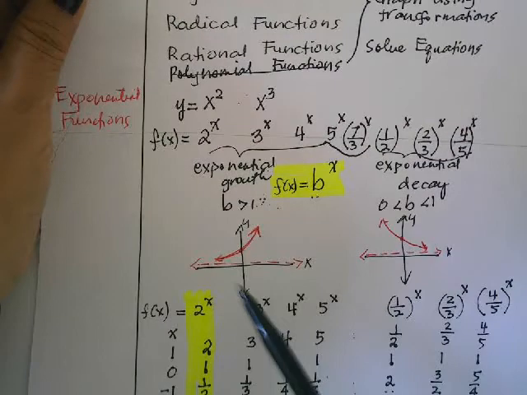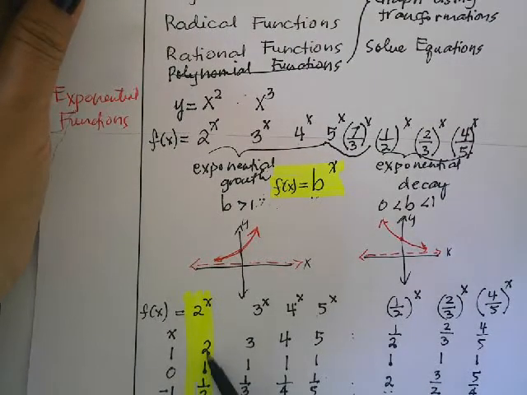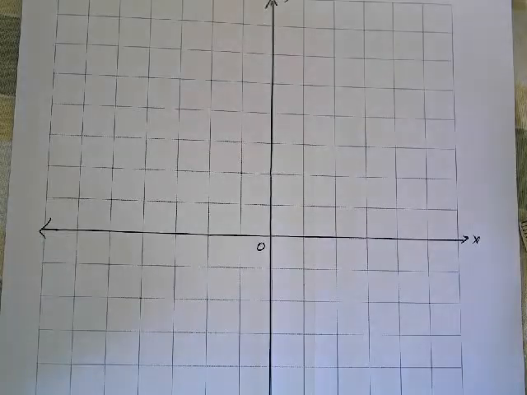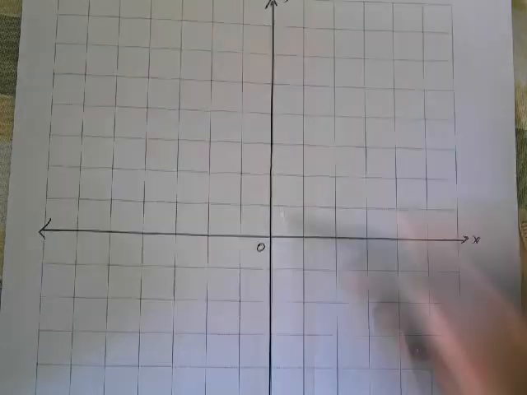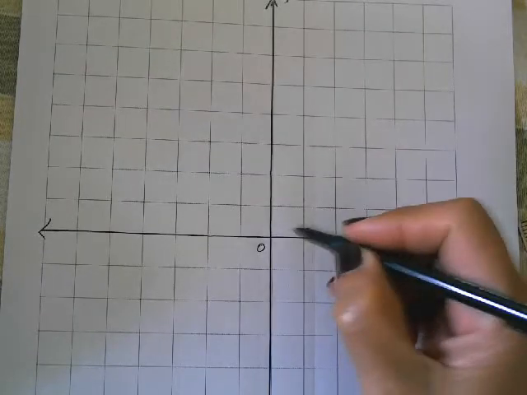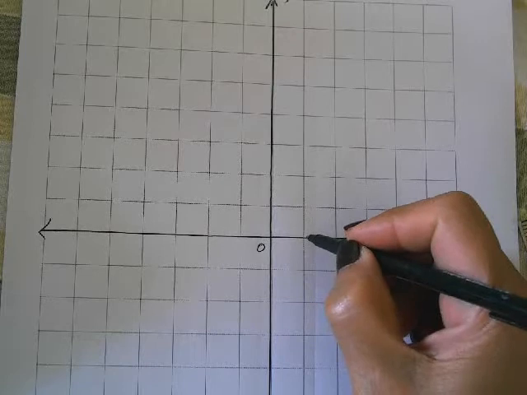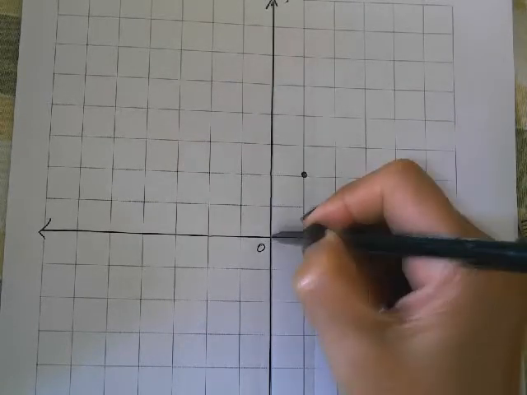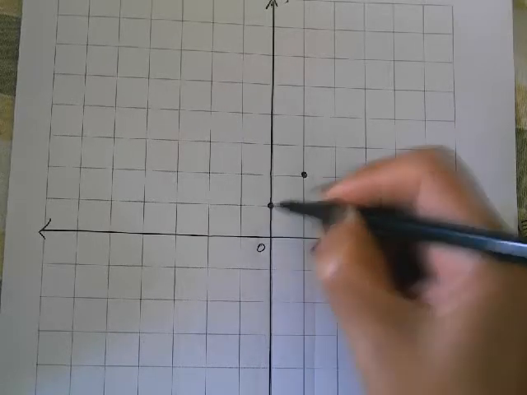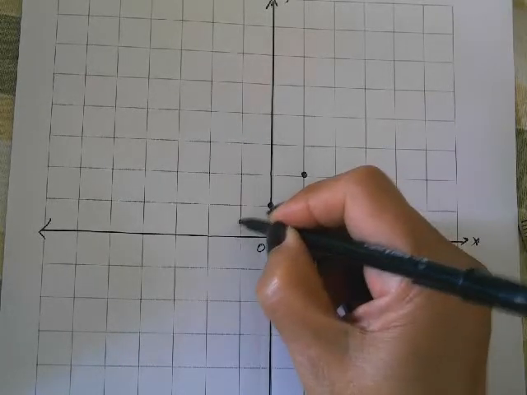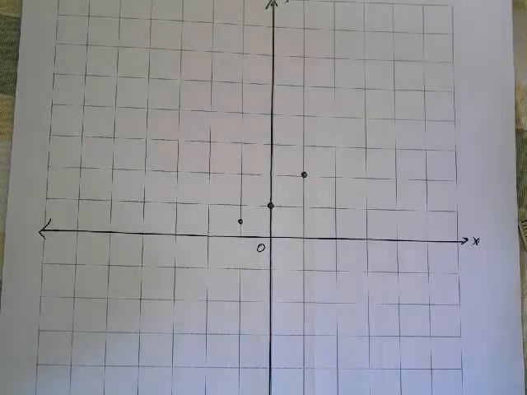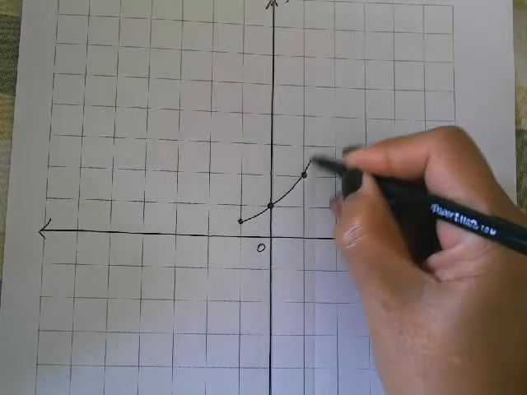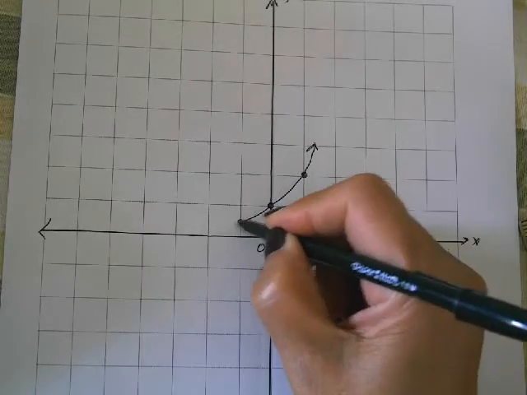We said the points of this are 2, 1, and 1/2. So let's graph it here in our x and y axis. When x is 1, y is 2. When x is 0, y is 1. And when x is -1, y is 1/2. That is why this is the graph of y equals 2 to the x. This is the parent graph.